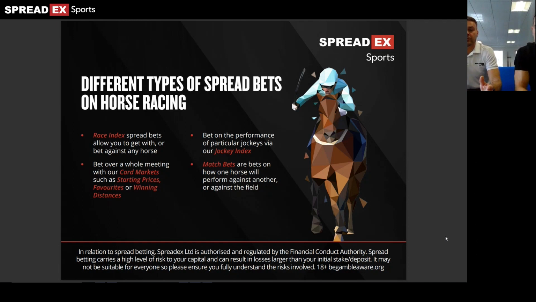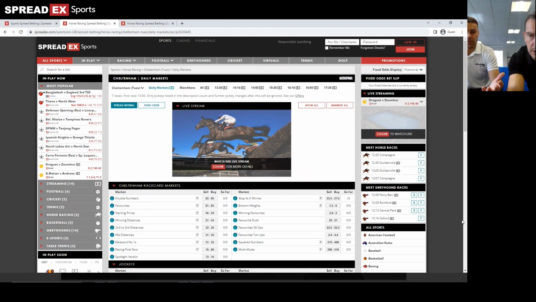We also offer card markets, which allow you to have a bet throughout a whole meeting. Some of the most popular of these are starting prices, favourites, winning distances. We also offer jockey indices. So for today at Cheltenham, we've got Paul Townend, Rachel Blackmore, Nico de Boinville, Aidan Coleman. So we have a number of those each day. We can just highlight some of those here and what their prices would be.